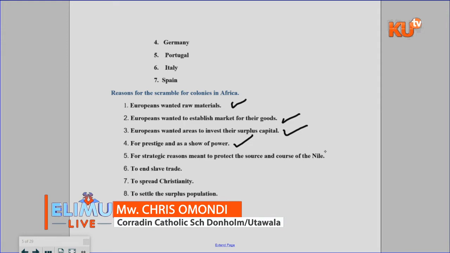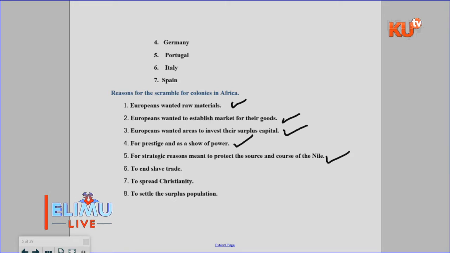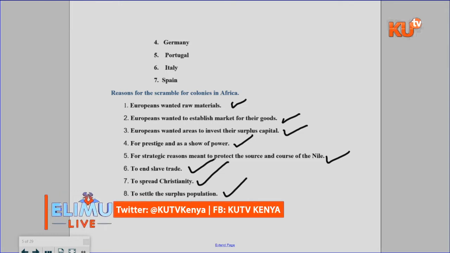Then another one is prestige, and reasons meant to protect the source of River Nile, which I have said. We also have ending the slave trade, as some European nations came into Africa just to end the slave trade. Then spreading Christianity was one of the reasons. It was also to settle the surplus population. Those are some of the reasons why Africa was colonized.